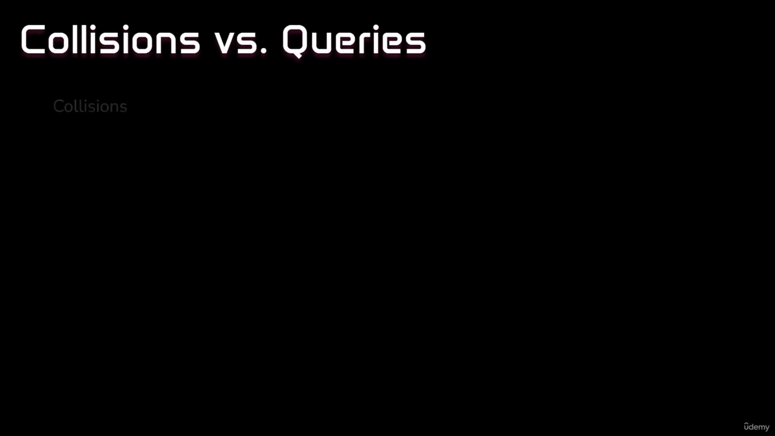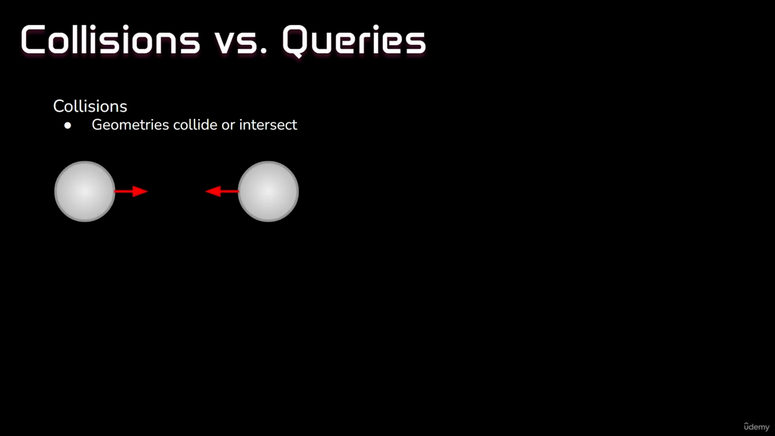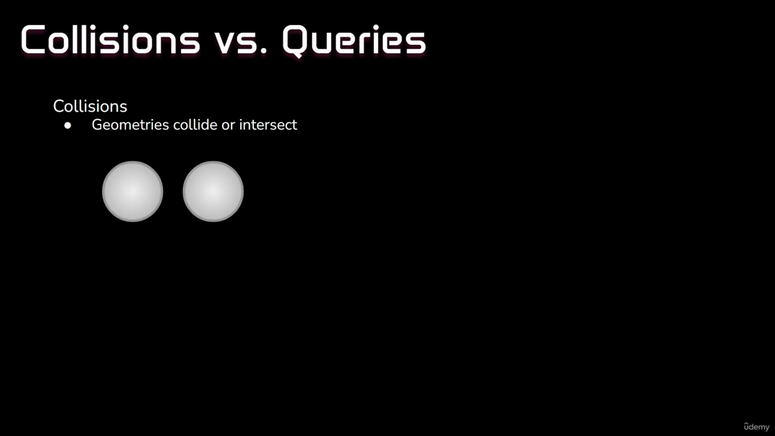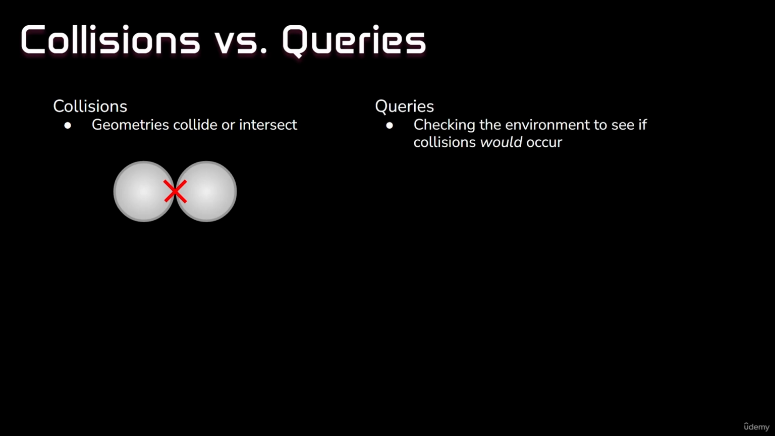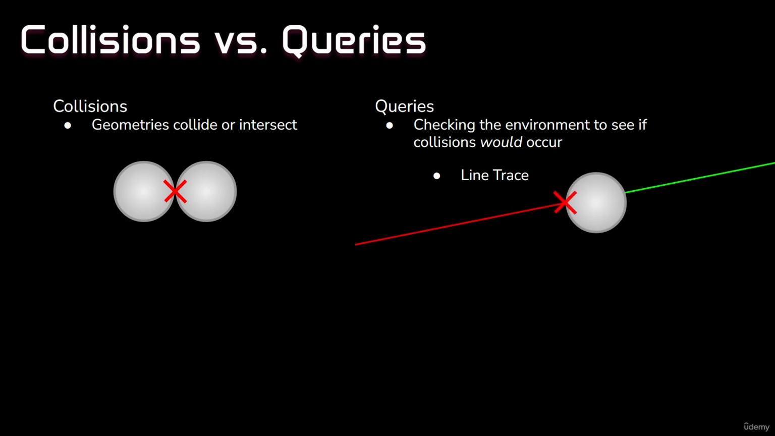Now, when we speak of collisions, we're talking about object geometries colliding or intersecting with each other. Two objects may be moving towards each other in the game, and at some point they meet, generating a collision. There exists another concept in the collision framework, the concept of queries. Queries involve checking the environment to see if collisions would occur. Examples are a line trace. This is when we cast a ray into space to see if it would hit something.